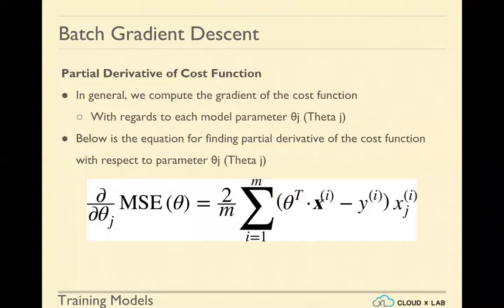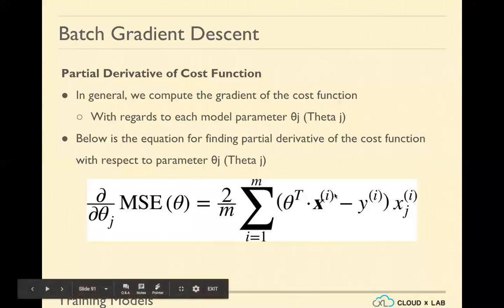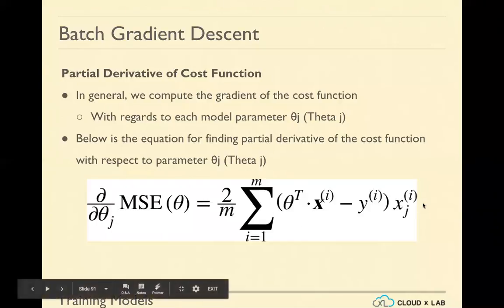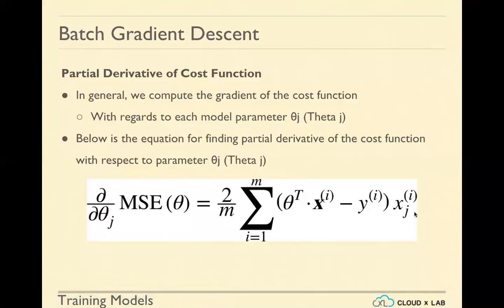So in general, we compute the gradient of the cost function with regard to each model parameter. Below is the equation for finding the partial derivative of the cost function with respect to the model parameter theta. This was our y hat, which here is a linear equation, so it's theta transpose x i, and we are subtracting y i from it. And then when we differentiate this with respect to any of the thetas, this is what we get.